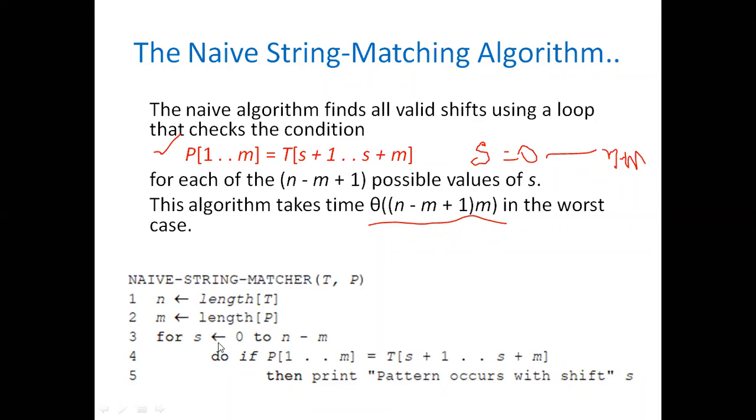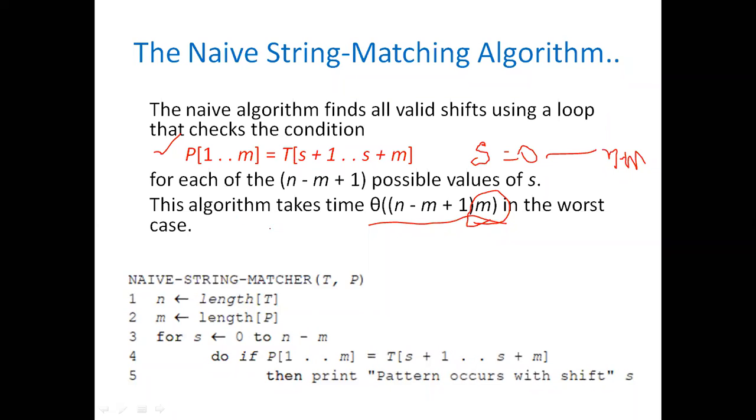Where is the matching algorithm? Matching, we are assuming here that we will match it character by character. There will be one more loop. That's why, look, this m, you multiplied it by m. So one more loop will be 1 to m.